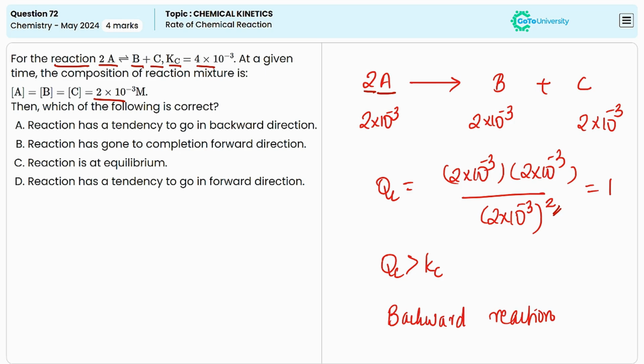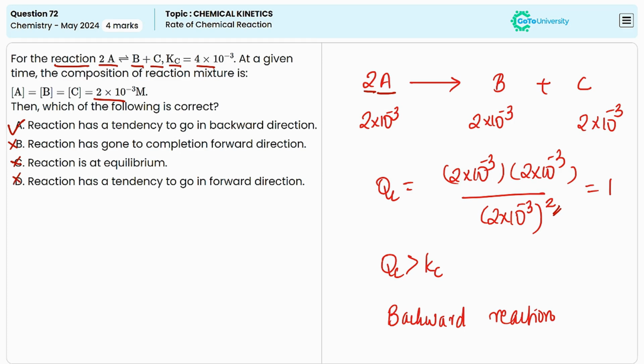The first one is: the reaction has a tendency to go in the backward direction. This is the correct answer as per our calculations. And the second one says the reaction has gone to completion in the forward direction. This is wrong. The third statement is also wrong because it says the reaction is at equilibrium. At equilibrium, the Kc value should be equal to the value of the reaction quotient. This is not happening here, so option C is wrong.